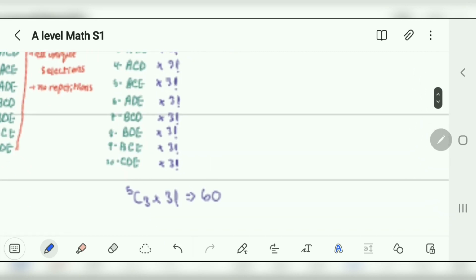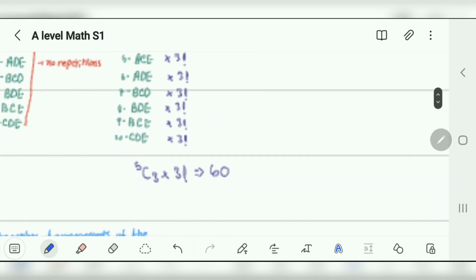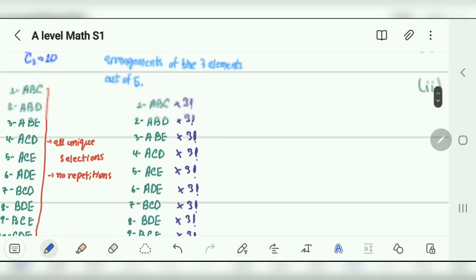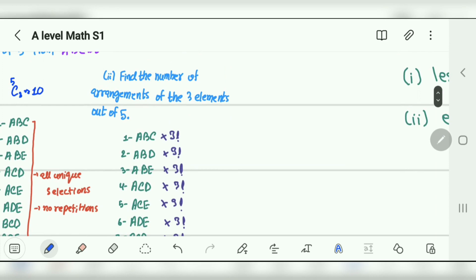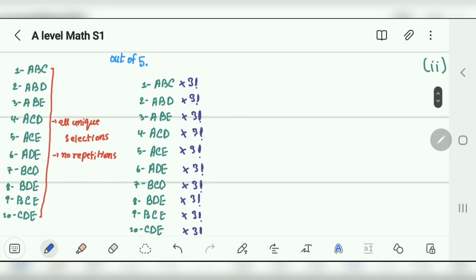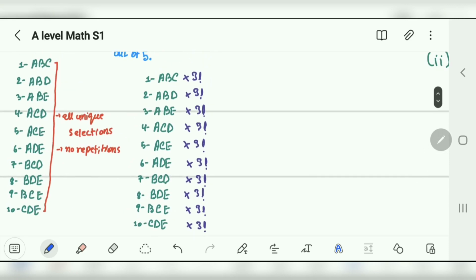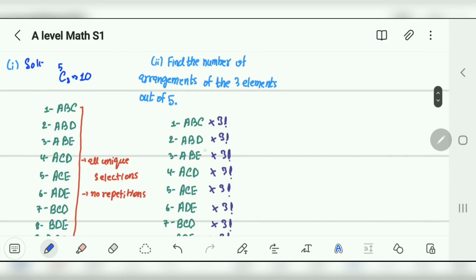So I will just do it directly. I can just write it down like 5P3, and I will get the same answer, because it would be 5C3 and then multiplied by 3 factorial. So whenever you're asked to find the number of arrangements of the 3 elements out of 5, it means that first of all you make a selection, and after taking out those selected values, these 10 values, you then need to make an arrangement of each one. So the first one, multiply by 3 factorial, which means taking out the possibilities of arrangement of the first one, then the second, then the third, and so forth.